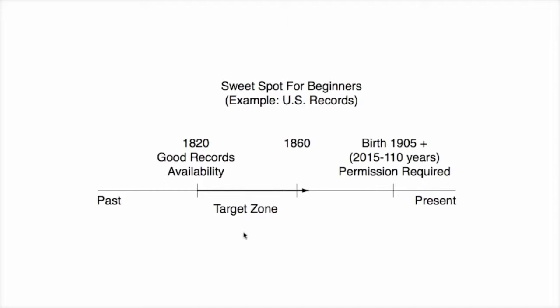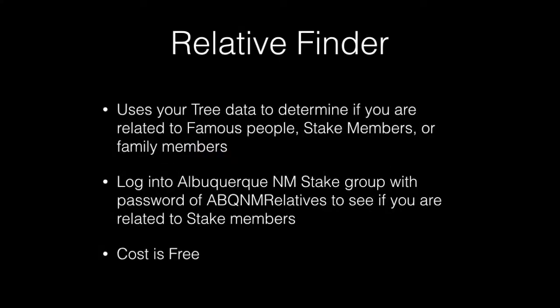Also, records are good in many countries in other time periods. You might contact an expert for your country of origin to learn more. The next one is Relative Finder. It uses your tree data to determine if you're related to famous people, stake members, or family members. You can log into the Albuquerque, New Mexico stake group with the password shown to see if you're related to other stake members, and the cost is free.